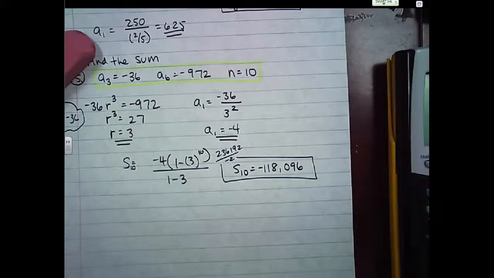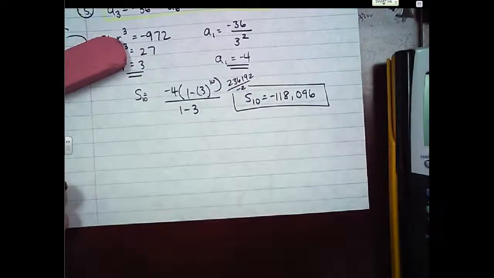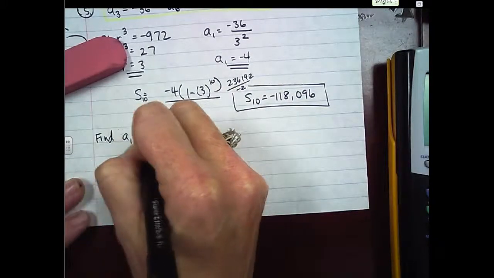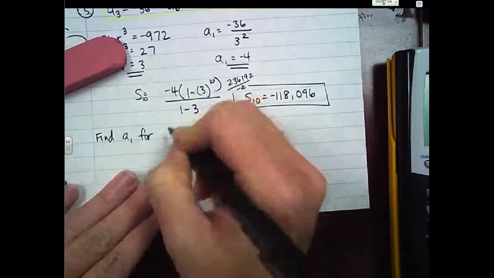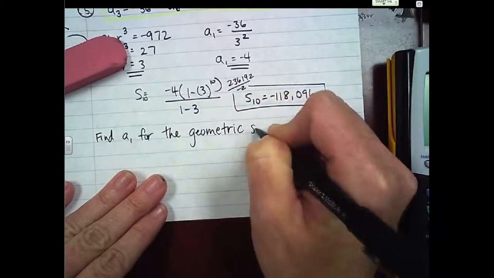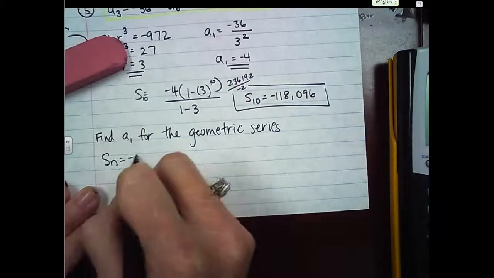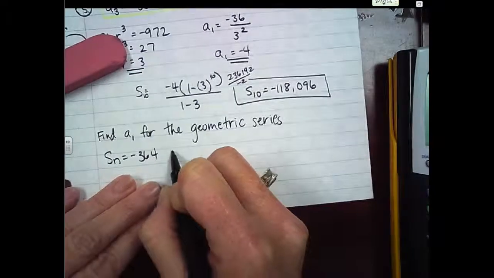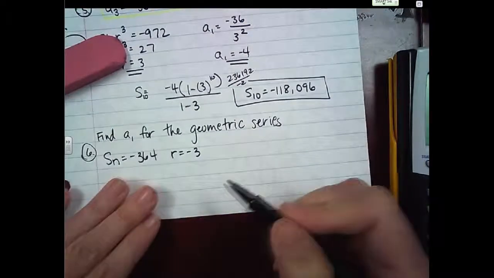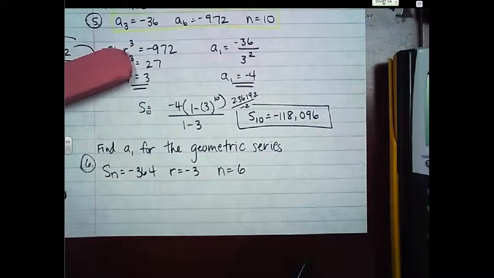Okay, let's move to a different type of problem. This is find A1 for the geometric series. It tells me the sum is negative 364, R is negative 3, and N is 6. So those are the pieces of information that we have.